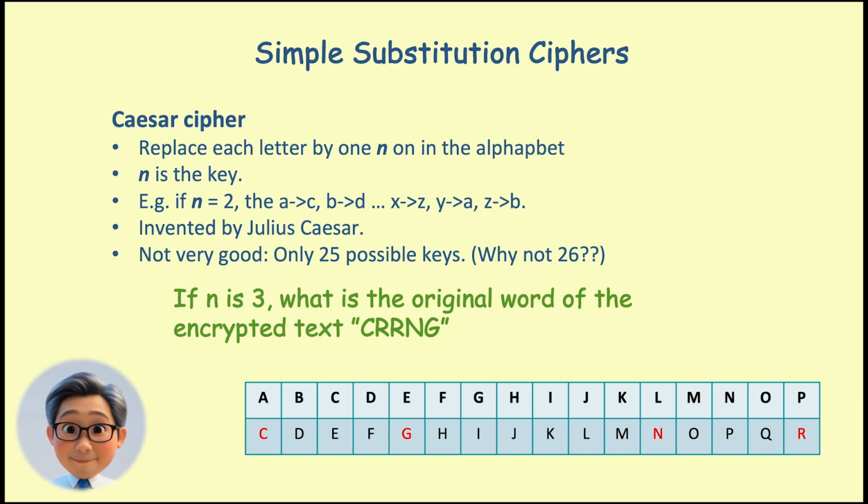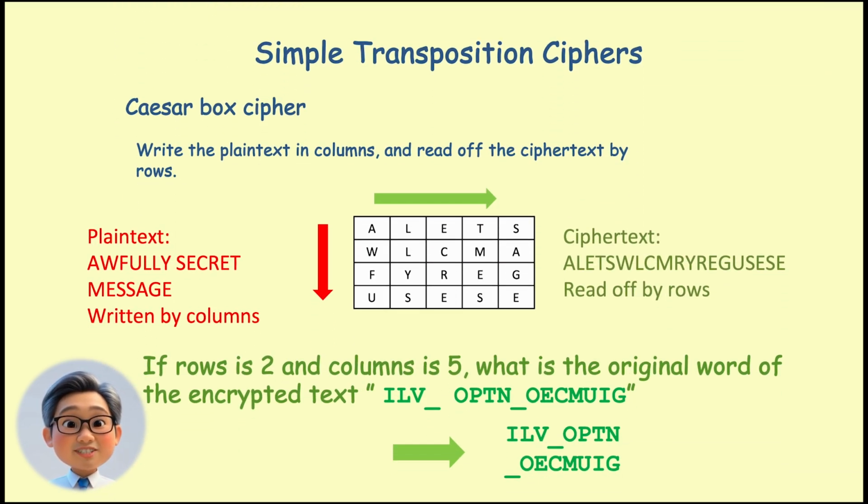Yes, it is Apple. Now for a simple transposition cipher, the Caesar box. You write your plain text message down in columns of a certain width. Then, to get the ciphertext, you simply read the letters out row by row. To decrypt it, you'd need to know the width of the box. Your turn. Who can decode the question on the screen? Yes, it is I Love Computing.